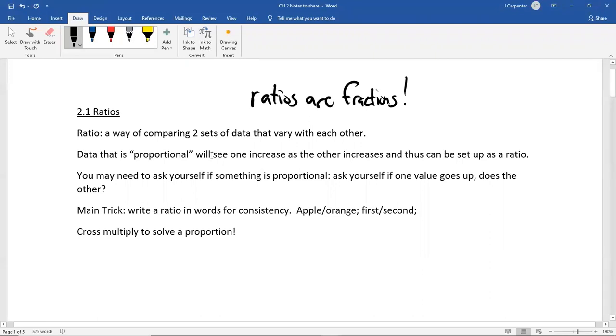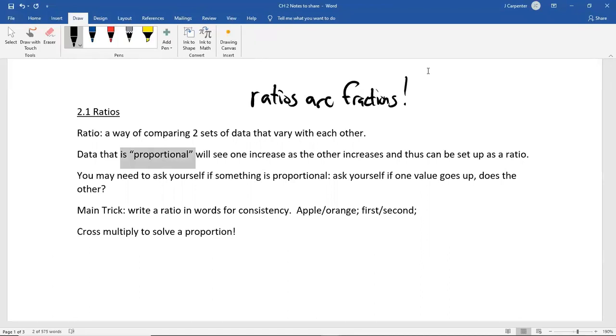So data that is proportional will see one increase as the other increases, and thus can be set up as a ratio. So if your apples go up, your oranges go up. That means that the data is likely proportional. Now I said likely because just because these two things go up together doesn't mean they're proportional. They have to go up in a similar relation every time. And we'll get into a very useful, I don't want to say trick, but a way of telling if they're proportions ultimately.